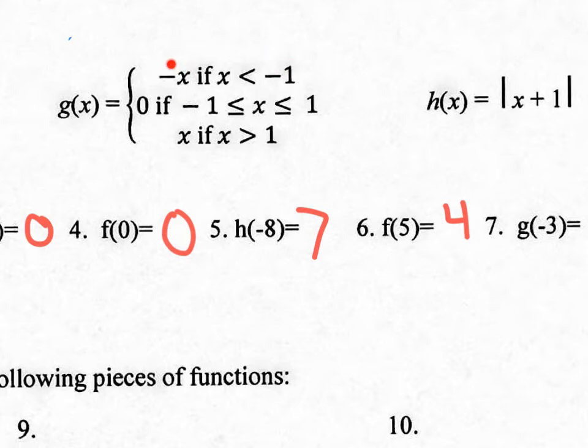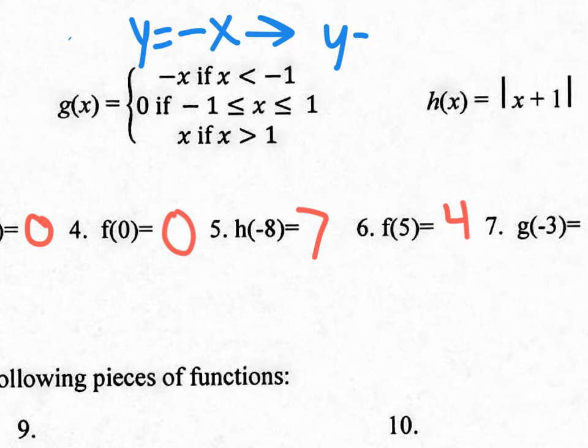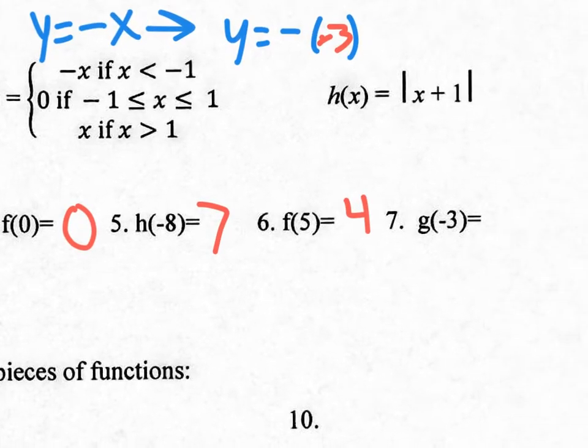So we're going to plug in negative 3 into this function. Once again, it's like if it was the function y equals negative x. And I want to plug in the negative 3, so it's going to be y equals negative parentheses, and plug in that negative 3 inside there. And what do we end up with? Positive 3. So the answer is positive 3.